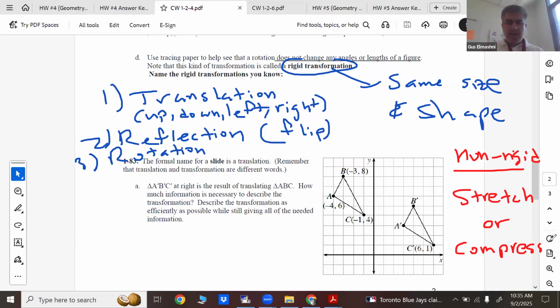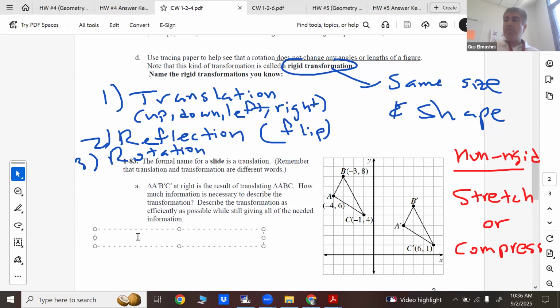Okay, let me give my voice a little bit of a break. Sabine, can you read note 183, please? The result of translating angle ABC. How much information is necessary to describe the transformation? Describe the transformation as efficiently as possible.